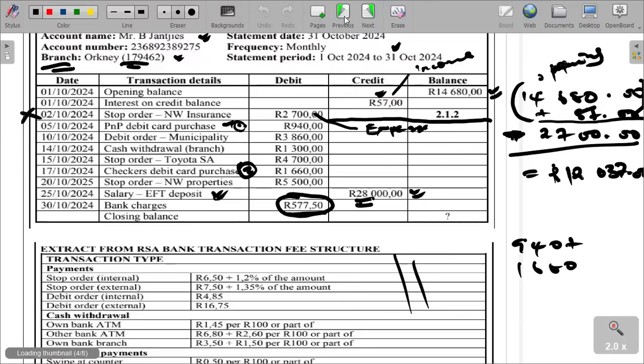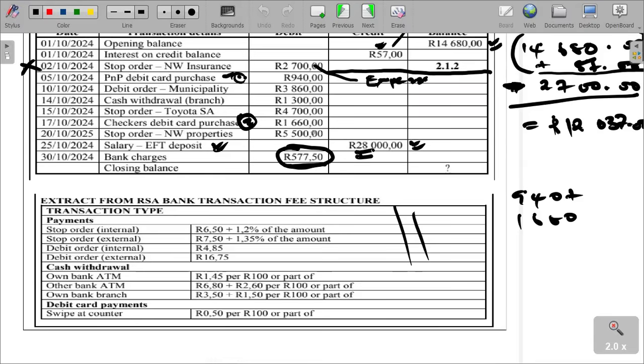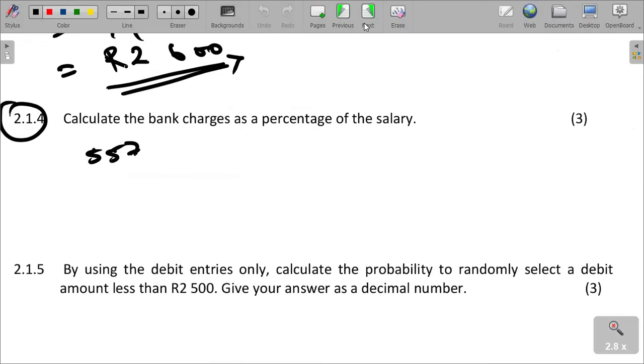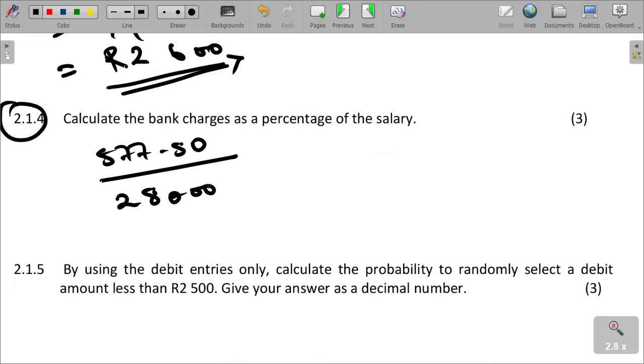The bank charges is 577.50, which is close to 500. You just need to say 577.50 over 28,000 multiplied by 100. We are saying it as a percentage, that's what is happening here.